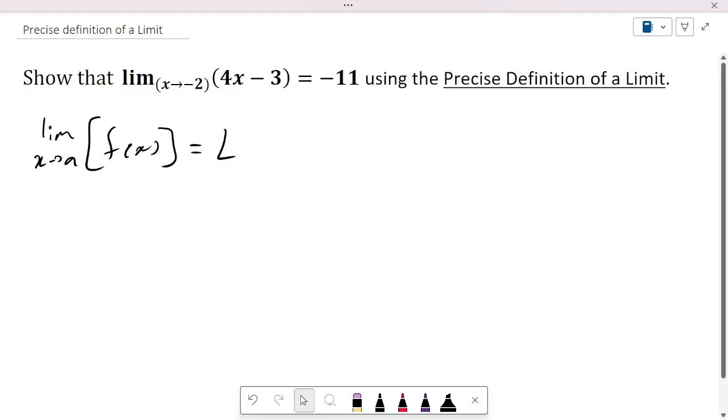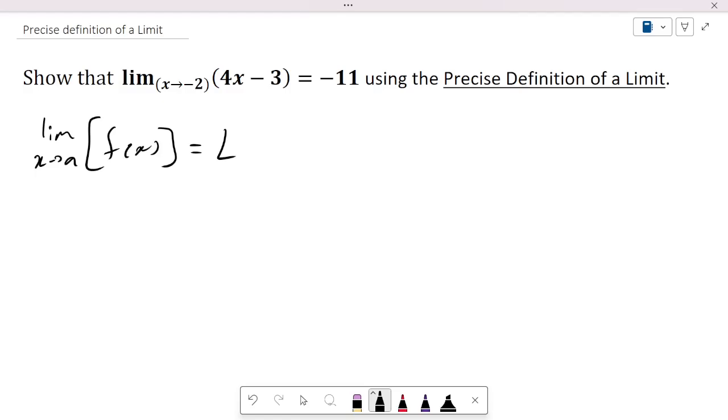I can go through the full explanation again, but if I do that, then I'm just going to be going over the same video that I've already made initially, which was explaining the precise definition of a limit. So we need to actually state what the precise definition of a limit is.